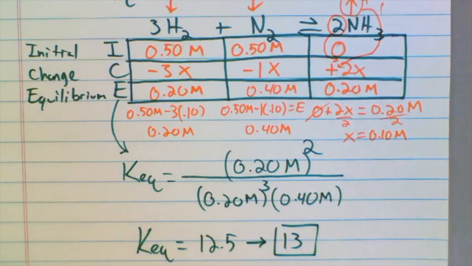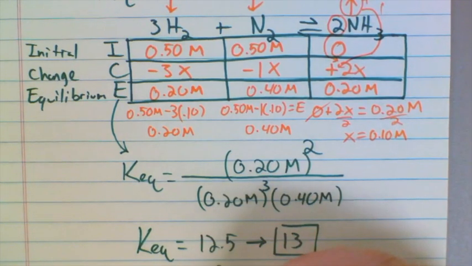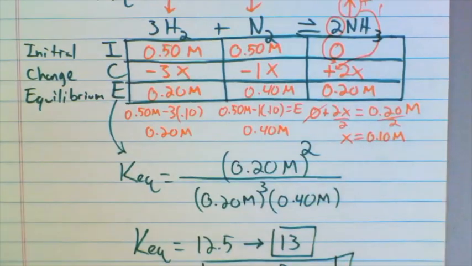One more question. This doesn't come up on the questions at all, but I like to just ask it because I think it's important for you guys to know. Product favored, reactant favored, neither? It's product favored, because it's bigger than 1. We can work on that afterwards. So yeah, that's product favored.